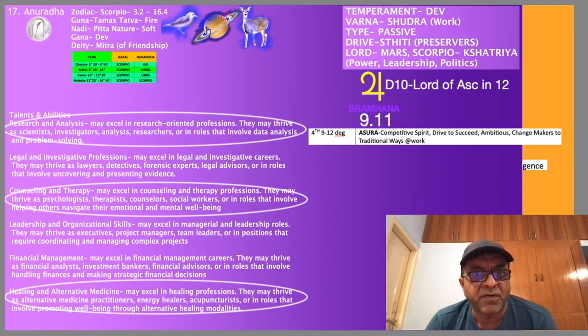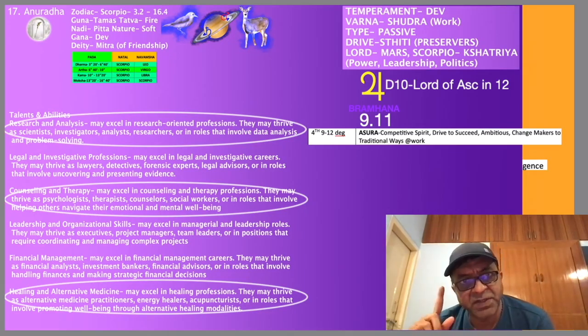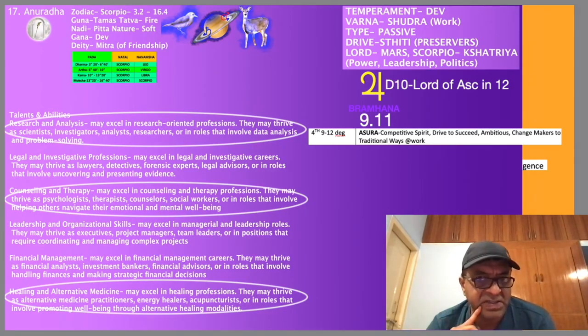So the Lord of the Ascendant in D10 has now gone to 12th, Jupiter, because she is a Sagittarius ascendant. Now Jupiter has moved on to 12th. Understand, wherever Jupiter sits in, it wants to provide knowledge and wisdom. It's a Brahmana planet. Venus in another form. So it has gone to Anuradha Nakshatra now. Now Anuradha Nakshatra is a Devgana.